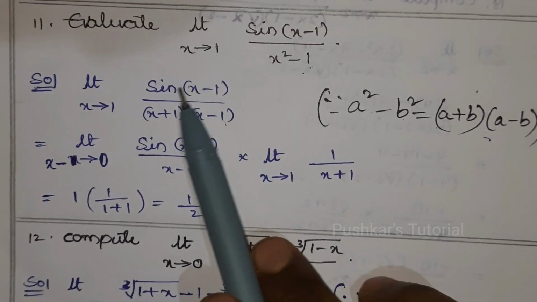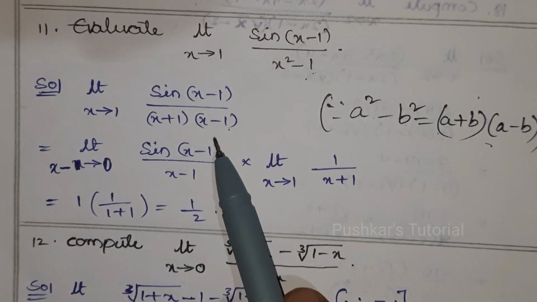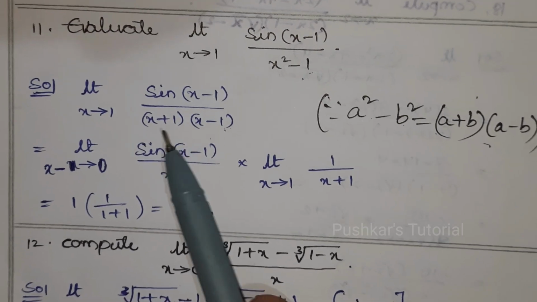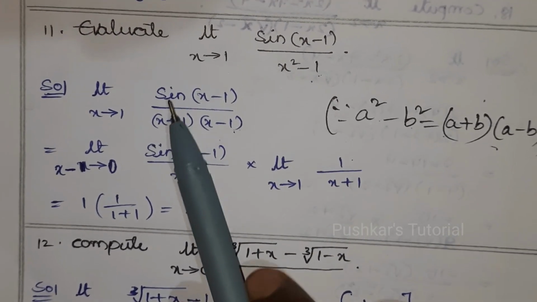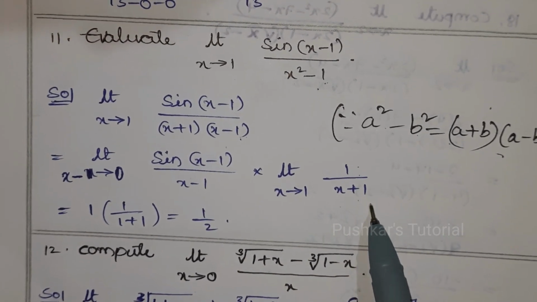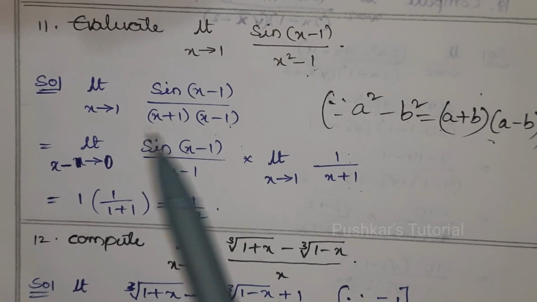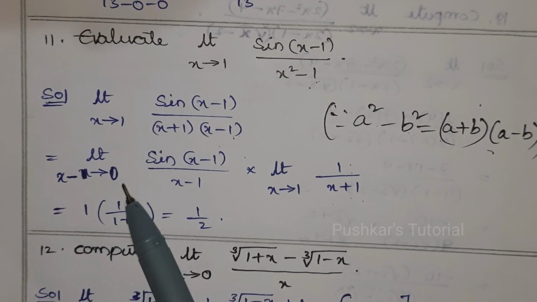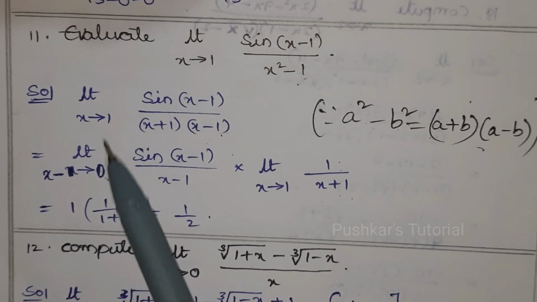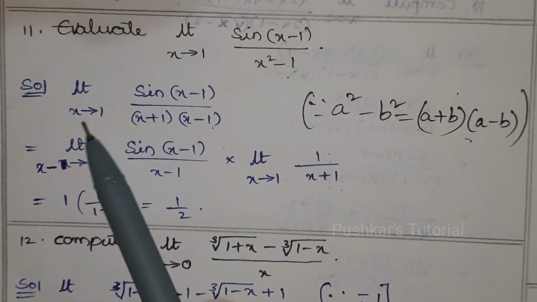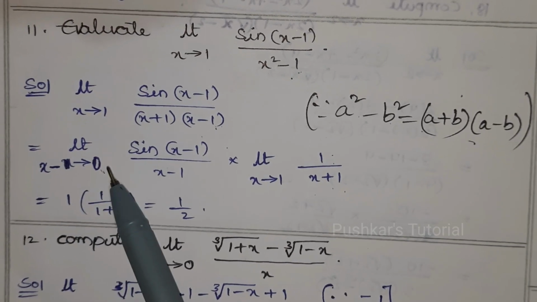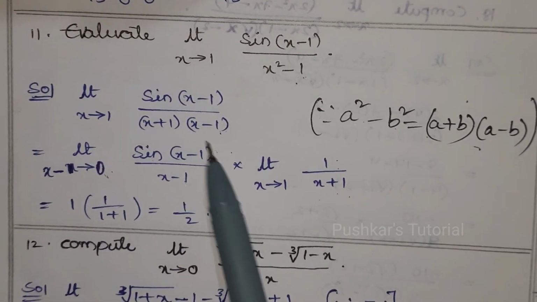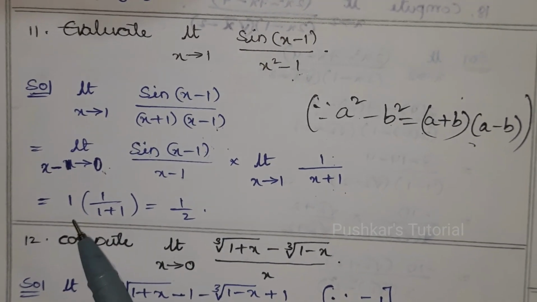To get the formula, I am taking sine of (x minus 1) by (x minus 1) together, because the angle should be the same. The extra part is separate, so in the denominator we write 1 by (x plus 1). It looks like the formula: x tends to 1 means compulsorily the angle tends to 0. So taking 1 to the left side, x minus 1 tends to 0. So sine(x minus 1) by (x minus 1), this answer is 1.